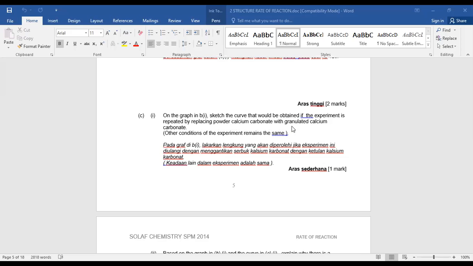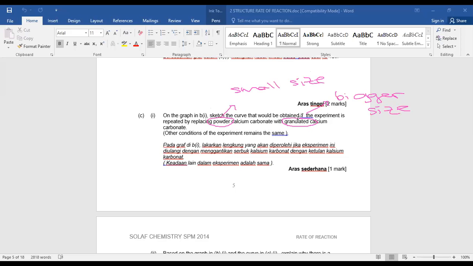Replace the powder with the granules. Okay, now the keyword here: the powder initially changes to the granule. Now, what can you say about this powder and granule? Powder means a small size. Granule means a bigger size.